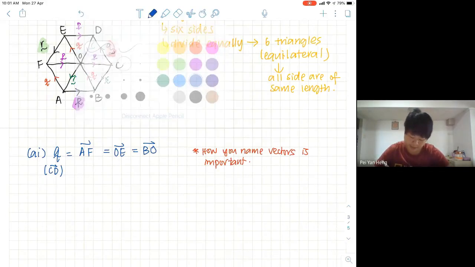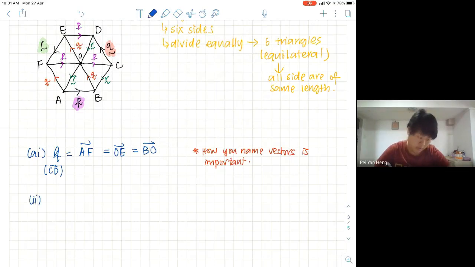Okay, so the next part, for part 2, we have vector R. Now vector R, if you look at your diagram, is actually EF. So EF here, those are in green. The vectors which are in green, we have DO, OA, and CB.